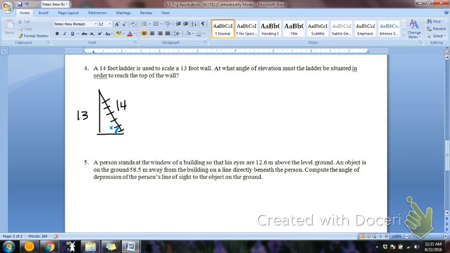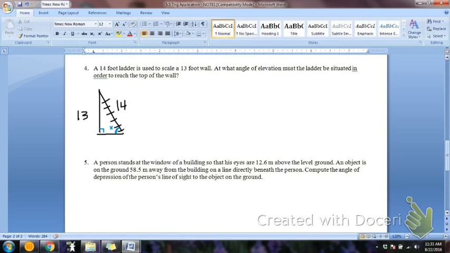Anybody else want the iPad? Ooh, you guys are... Here we go. Okay, so we know our right angle is here. Okay, you can't put your hand on it or else it'll pick up your hand. Okay?